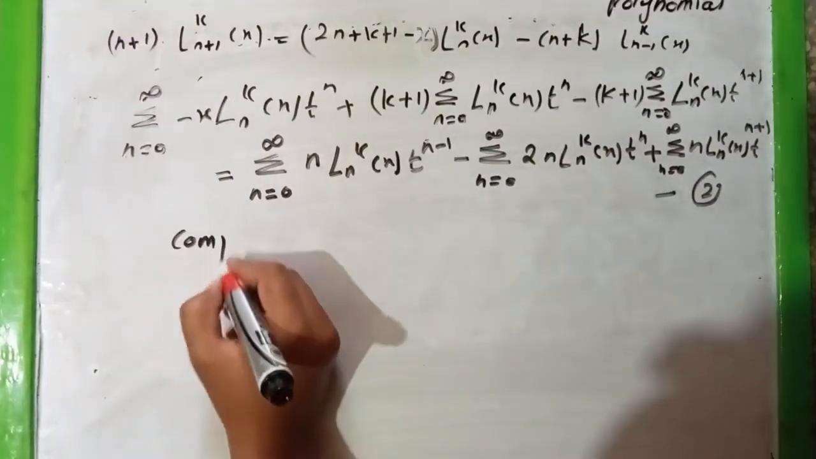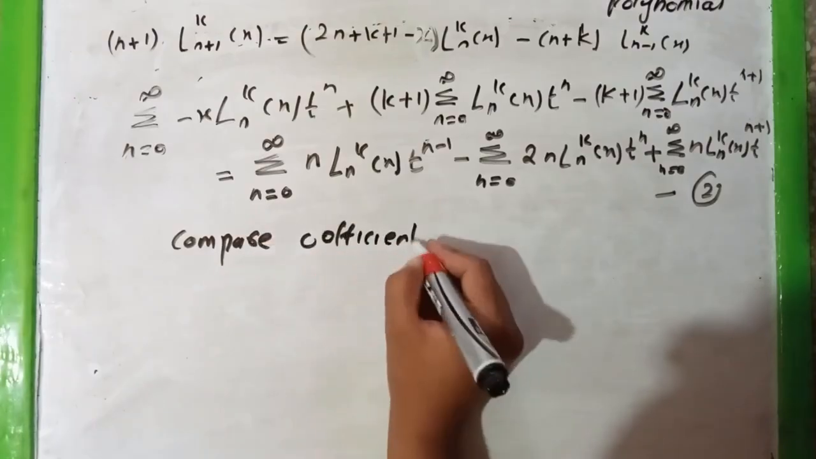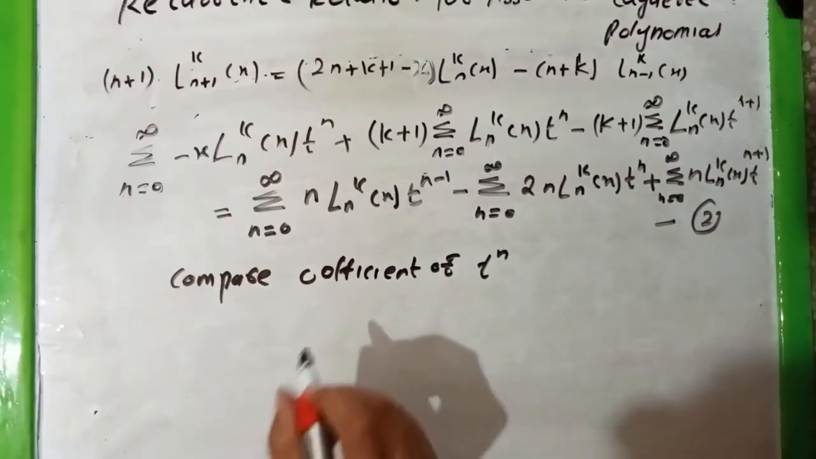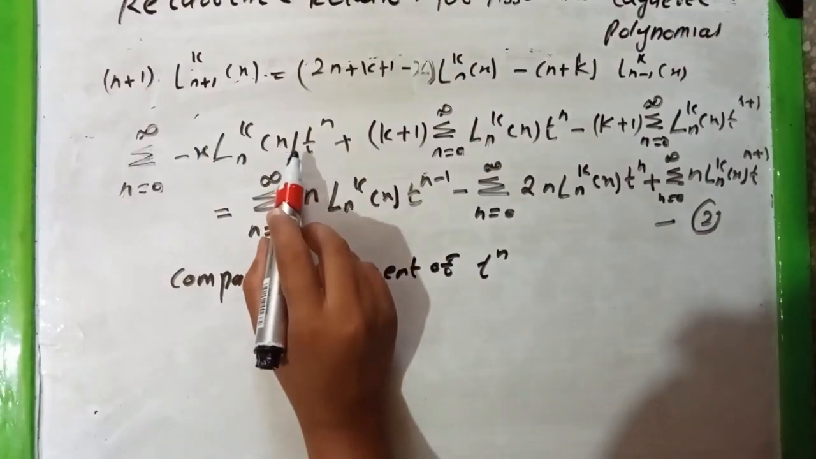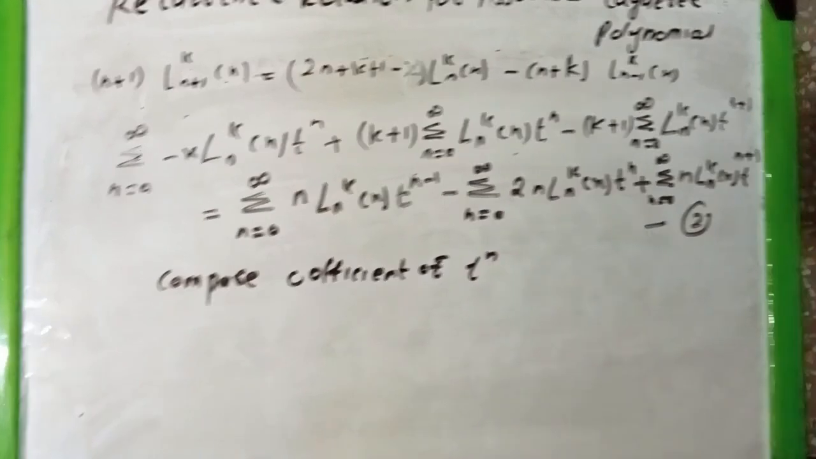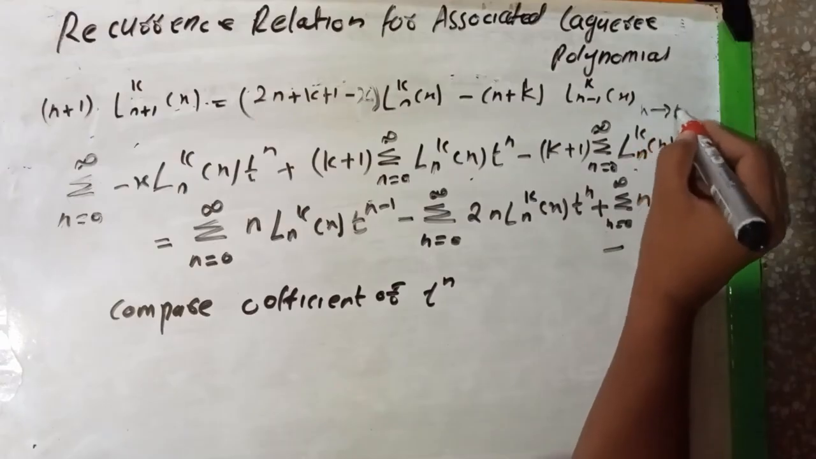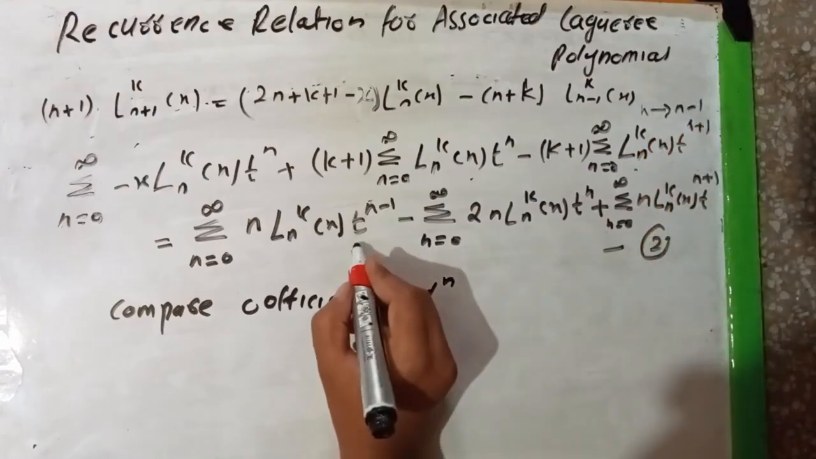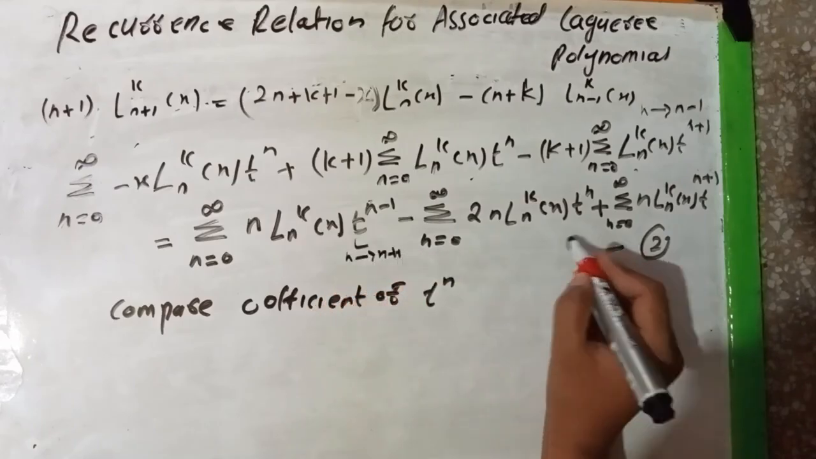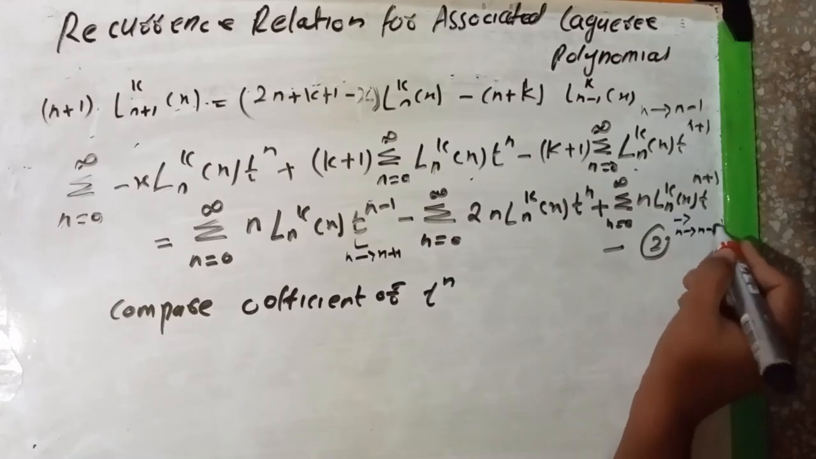Now compare the coefficient of t raised to power n. This is already in the form of t raised to power n. This is also in the form of t raised to power n. To make this term t raised to power n, we replace n by n minus 1. And to make this term t raised to power n, we replace n by n plus 1. And to make this term t raised to power n, we replace n by n minus 1.